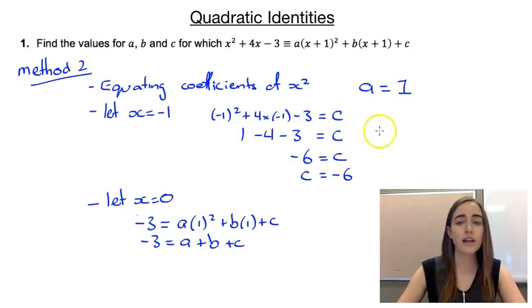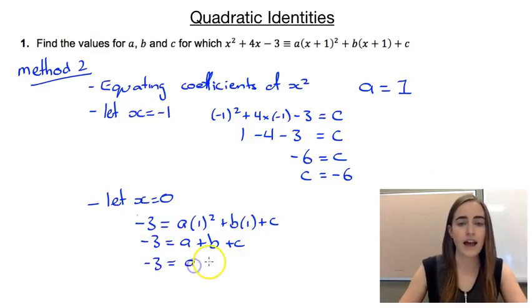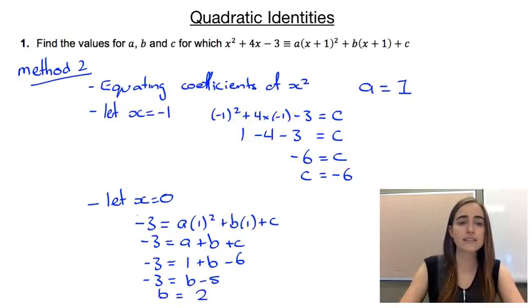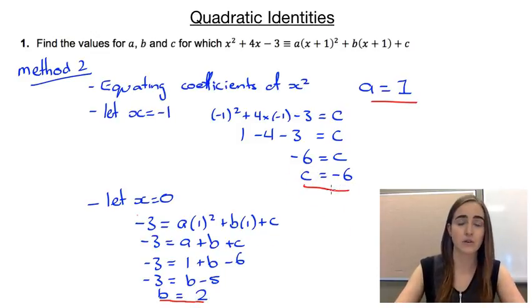Now we already know that a is 1 and that c is -6, so we can put those in. So we can have -3 equals 1 plus b minus 6. So -3 equals b minus 5, which means that b is equal to 2. So that's our three answers again. A equals 1, B equals 2, C equals -6. It's just a different method of getting to those answers.